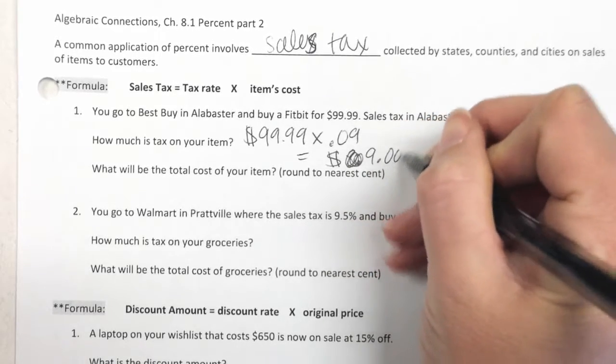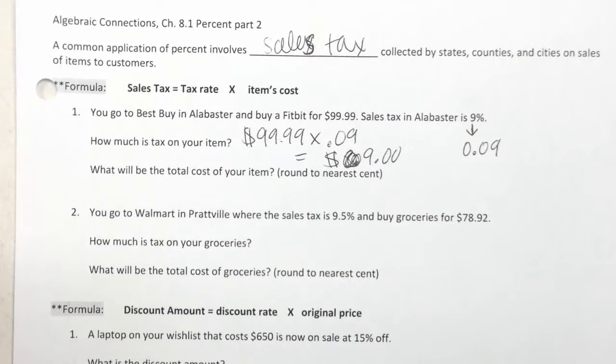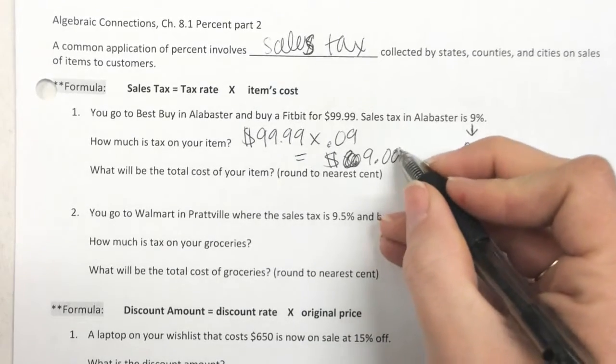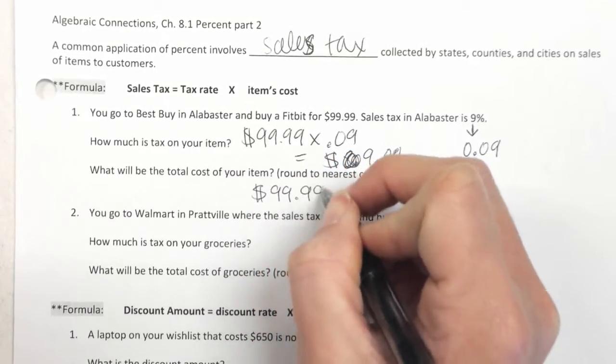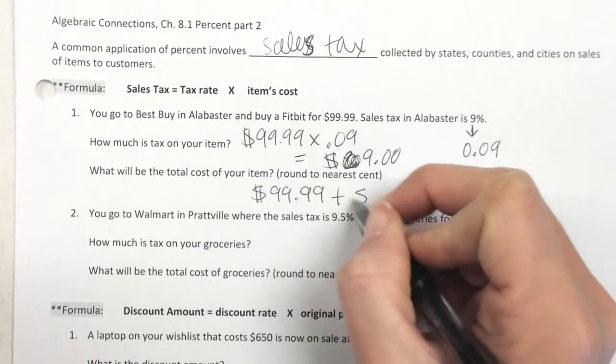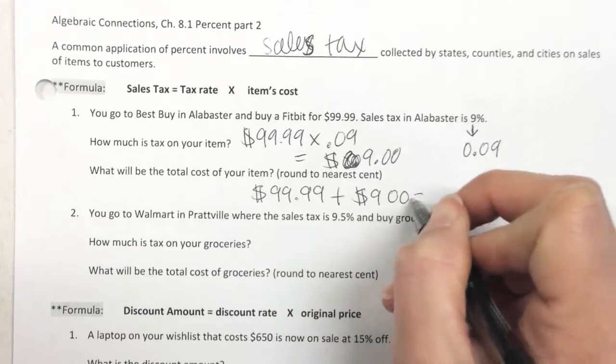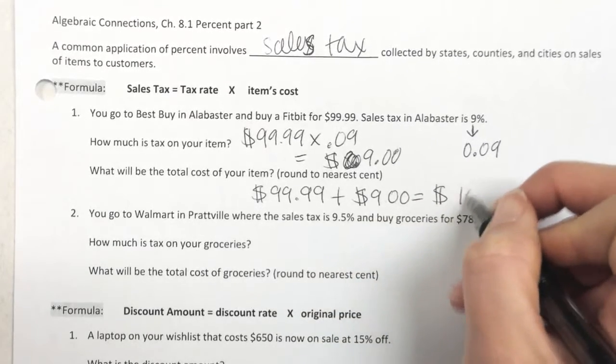Good. Everybody understand? It was 8.9991, and we're rounding to the nearest cent, so it rounds up to $9. All right, now to find the total cost of your item, we're going to have to take that tax and do what with it? Add it. Good. So $99.99 plus $9, and that's going to give us what for the total? $108.99. Good.